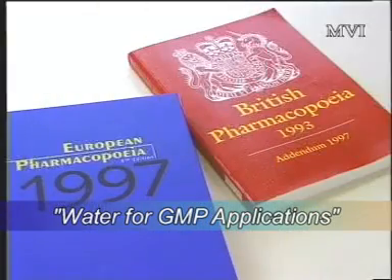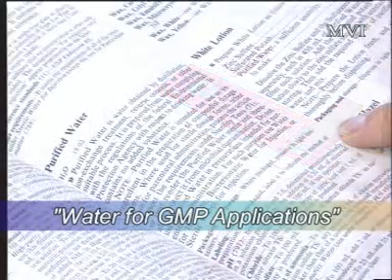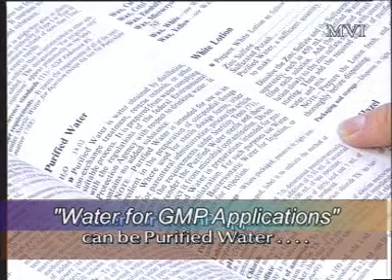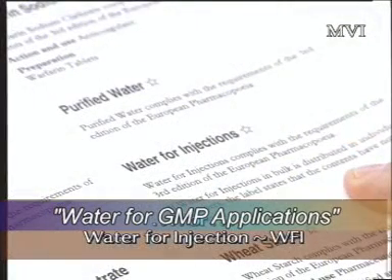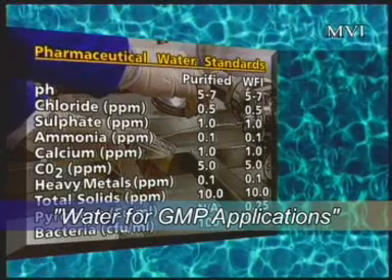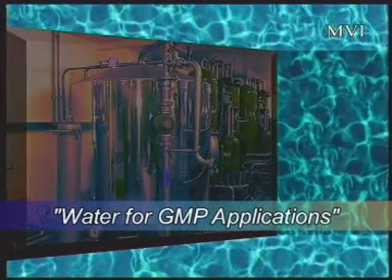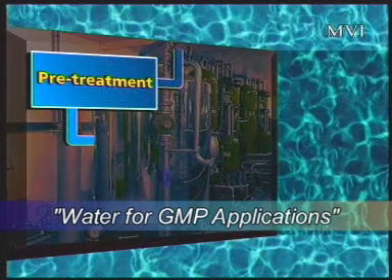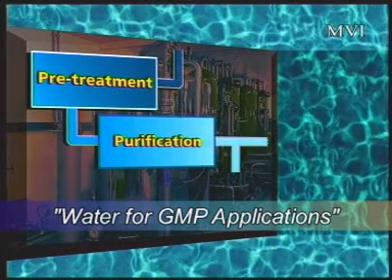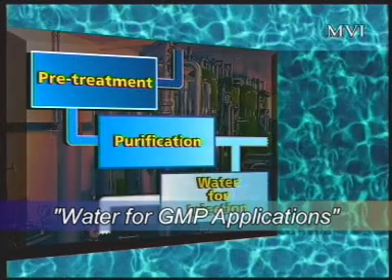Pharmacopoeias specify two main water qualities for use in the manufacture of pharmaceutical and other healthcare products. First, purified water, and second, water for injection, commonly referred to as WFI. It can be seen from the chart that the purification process is divided into 3 stages, starting with pre-treatment to remove gross impurities, then the purification treatment, which produces the bulk of usable water, and finally, the production of water for injection, which requires an addition.